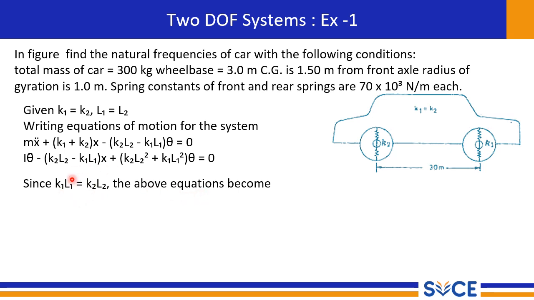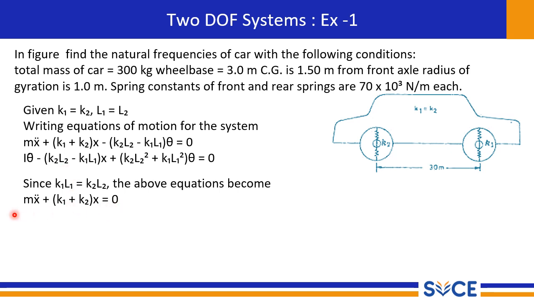Since k1 L1 equals k2 L2, these equations will be simplified into simpler terms. Since this is equal, this will get cancelled, this gets cancelled. So the first equation is now uncoupled. What is a coupled equation? In the previous video we saw it: in the same equation we have the x term, that is the translational effect, as well as the rotational effect. Since now k1 L1 equals k2 L2, theta gets cancelled in the first equation, and x gets cancelled in the second equation. That is, we are getting uncoupled equations now.